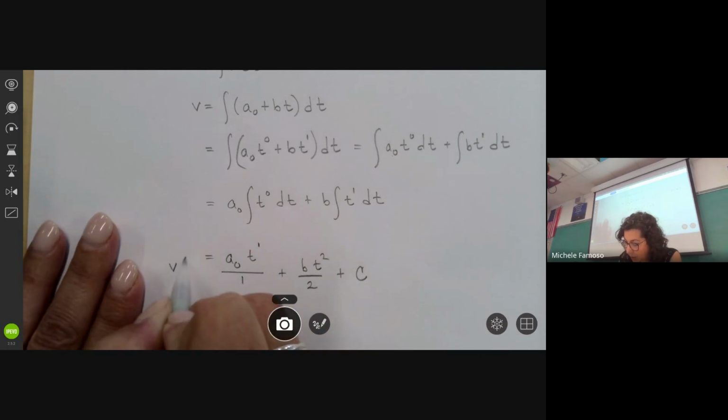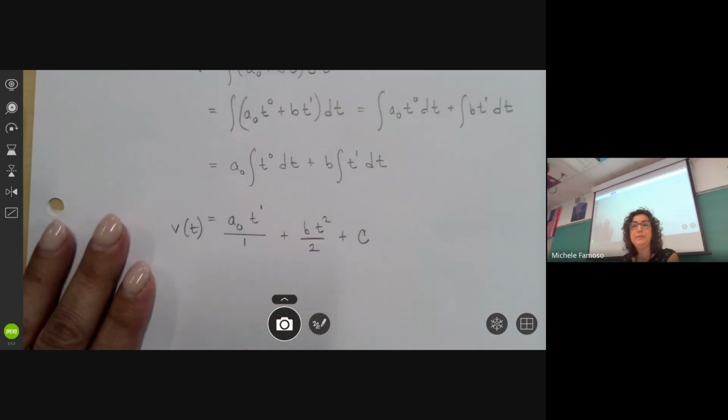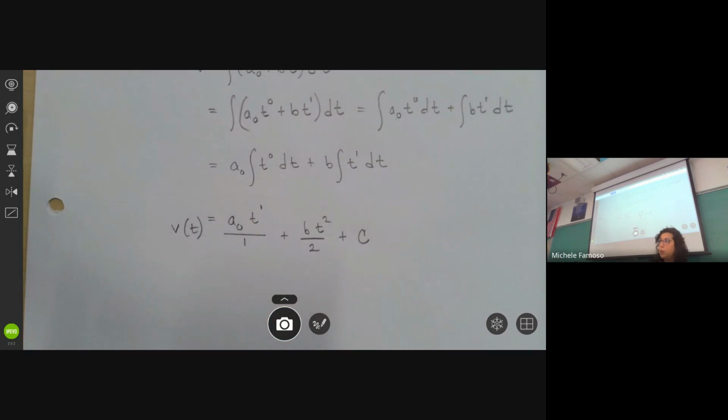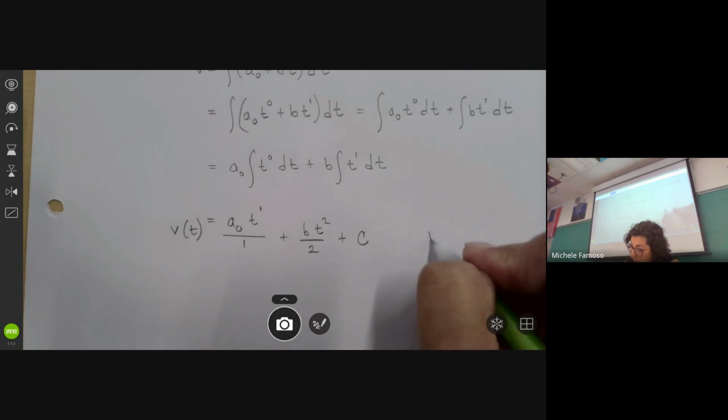constant. Now I want you to think about this for a minute. We did not tell you what the initial condition is. But what if I were to plug in a value of 0 for the time? What do we call that velocity? The velocity at time 0 is always called the initial velocity.